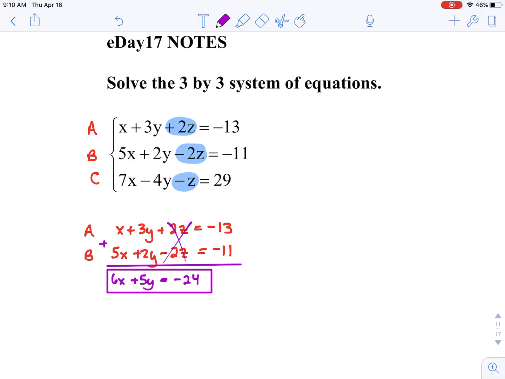Now we have to take 2 different equations, and we have to eliminate z again. So remember, whatever variable you choose to eliminate, you have to eliminate it 2 different times with different equations. So I'm going to choose this time equation A and equation C. So I'm just going to get things set up by rewriting A and C.